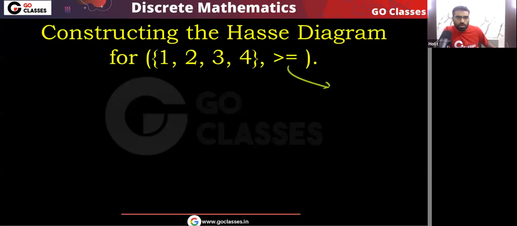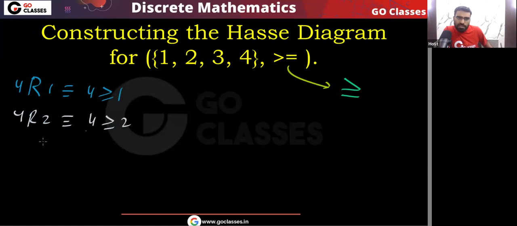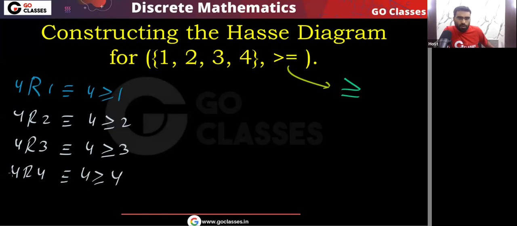This is your relation. Your relation is what? Your relation is greater than or equal to. Now you tell me, who will come at the bottom? Which element is greater than or equal to most of the elements? Now you can see 4 is related to 1 because 4 is greater than or equal to 1. Okay, 4 is related to 2 because 4 is greater than or equal to 2. 4 is related to 3 because 4 is greater than or equal to 3. Yes or no? So remember, now your bottom element will be 4.